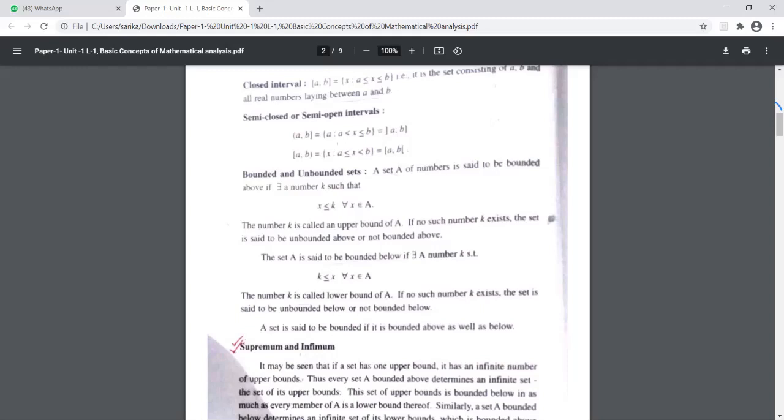Okay, so the set A is said to be bounded below if there exists a number k such that this k is the minimum number. No number is there below this.